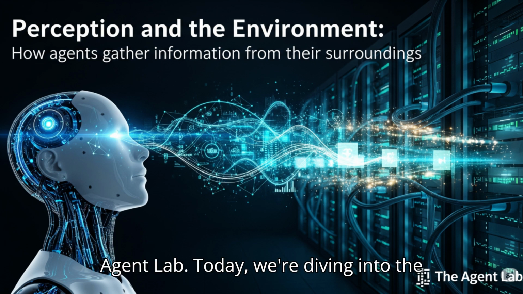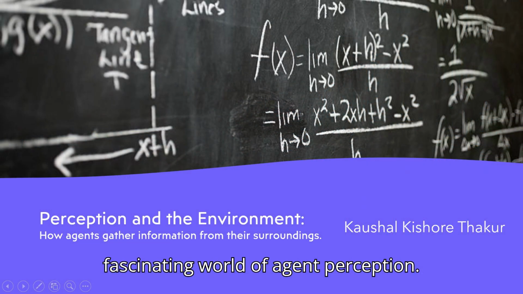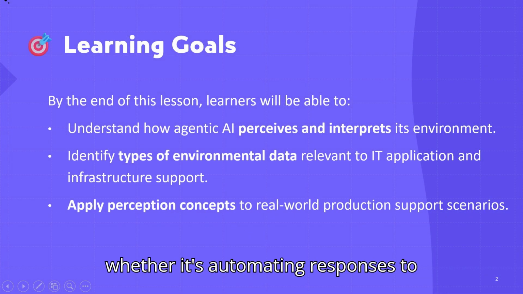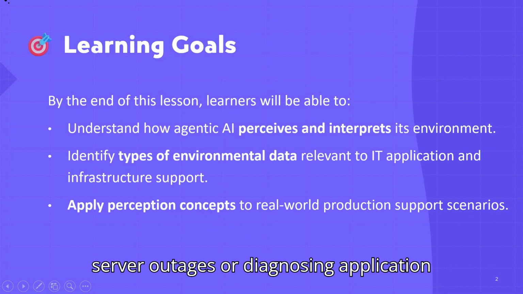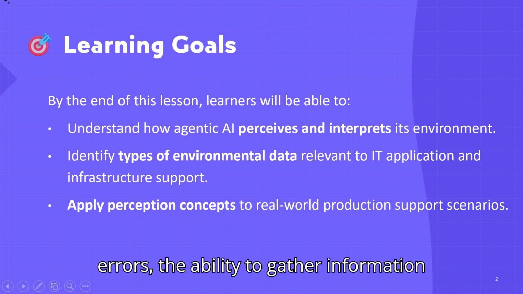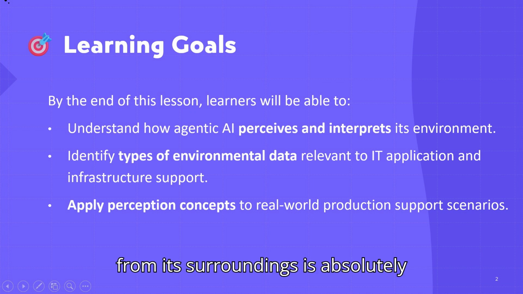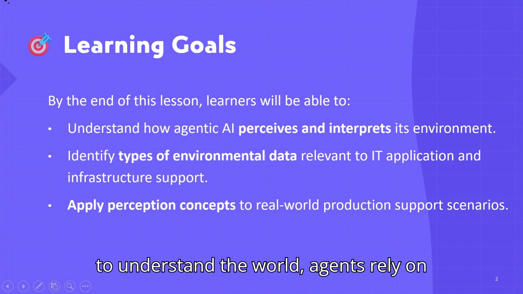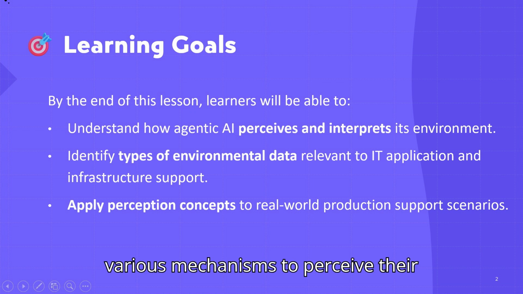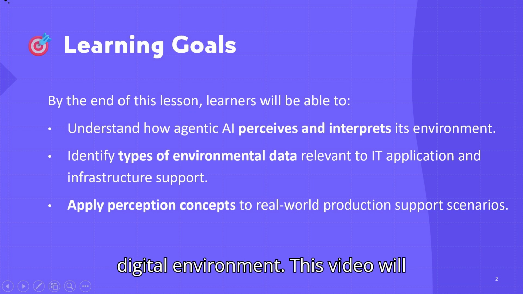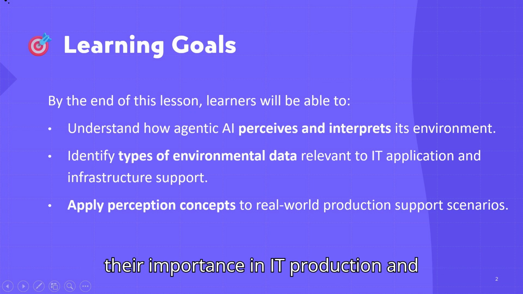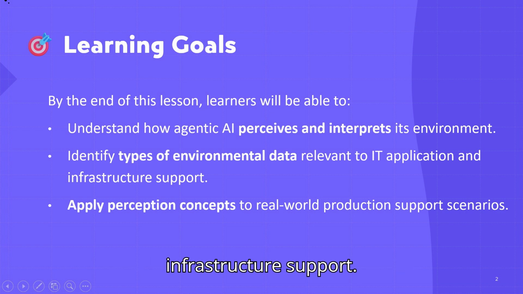Today, we're diving into the fascinating world of agent perception. Think about it. For an intelligent agent, whether it's automating responses to server outages or diagnosing application errors, the ability to gather information from its surroundings is absolutely fundamental. Just like we use our senses to understand the world, agents rely on various mechanisms to perceive their digital environment. This video will break down these mechanisms and illustrate their importance in IT production and infrastructure support.